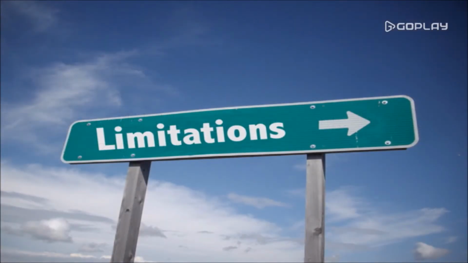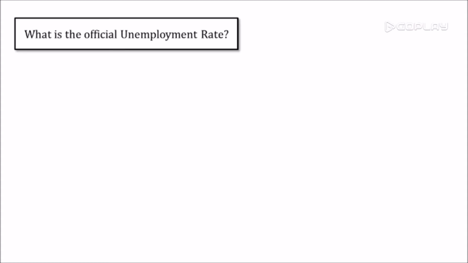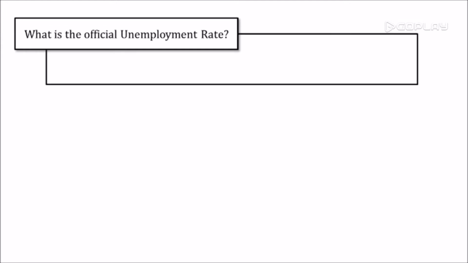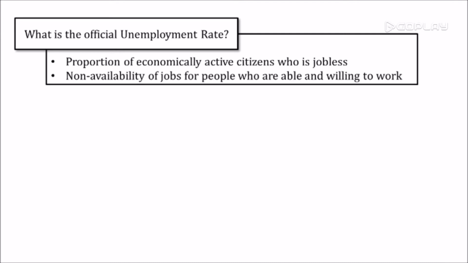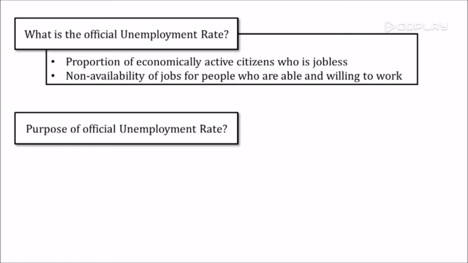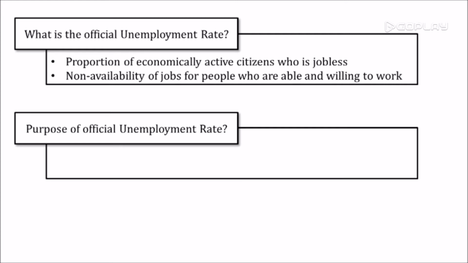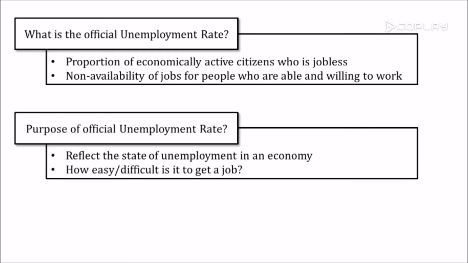Finally, let's discuss some of the limitations of using the official unemployment rate. Now let's recap. What is the official unemployment rate? It is the proportion of economically active citizens who are jobless but are actively looking for work. And once again, it is the non-availability of jobs for people who are able and willing to work. And of course, the next question is, what is the purpose of studying the official unemployment rate? At the end of the day, we want to see the state of unemployment in the economy. That is, how easy or difficult is it to get a job?